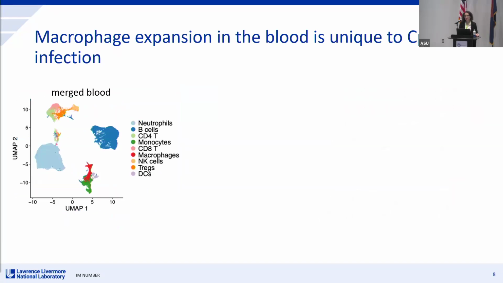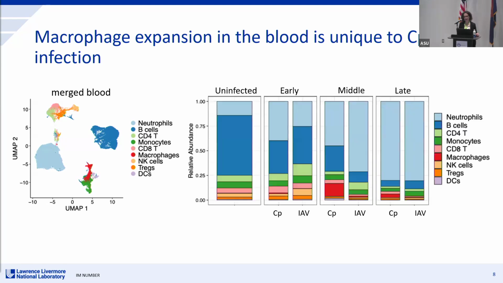All right, so now I'm going to talk about these cells in the blood. So this is a merged UMAP of all the blood cells that we sequenced in our different data sets, and here is how those cells fluctuate over time. So the most striking thing that you'll notice in this data is that both in the cocci and the flu-infected animals, by late-stage infection, there's this really dramatic expansion of neutrophils in the blood.